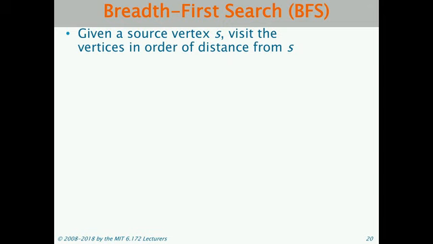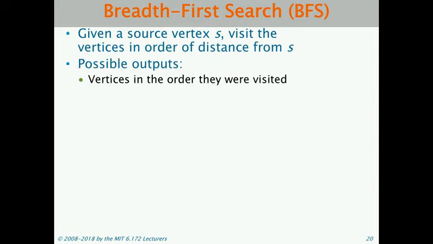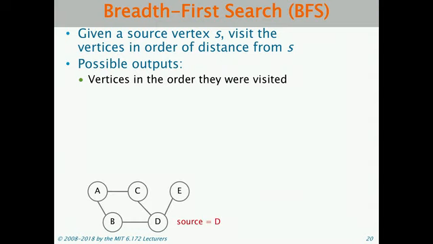OK, so as a reminder, in the BFS algorithm, we're given a source vertex S, and we want to visit the vertices in order of their distance from the source S. And there are many possible outputs that we might care about. One possible output is we just want to report the vertices in the order that they were visited by the breadth-first search traversal. So let's say we have this graph here, and our source vertex is D.